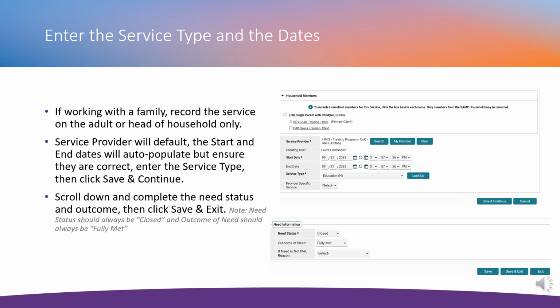You will enter the service type from the drop-down, then click Save and Continue. Then you would simply scroll down and complete the need status and outcome, and hit Save and Exit. Please note that the need status should always be closed and the outcome of need should always be fully met for a service.